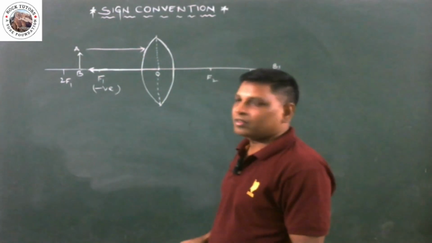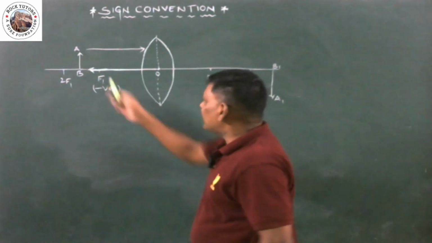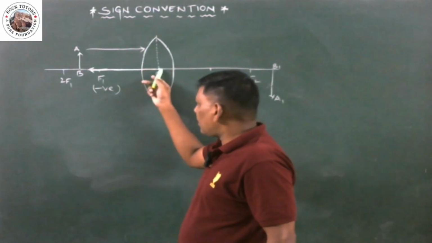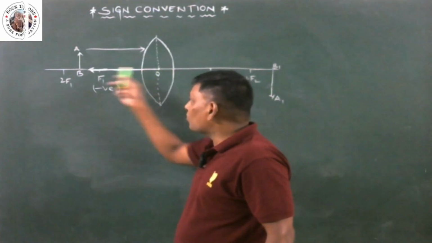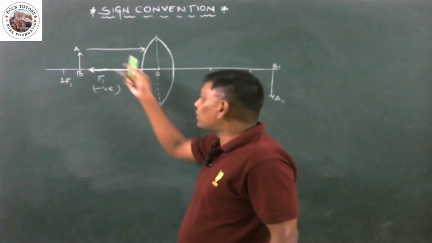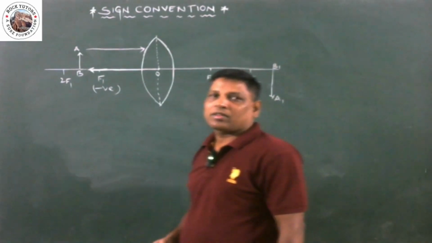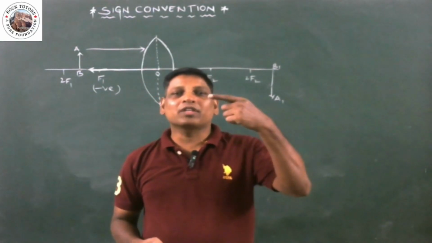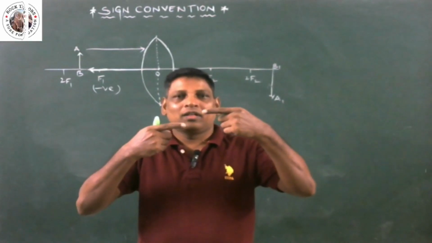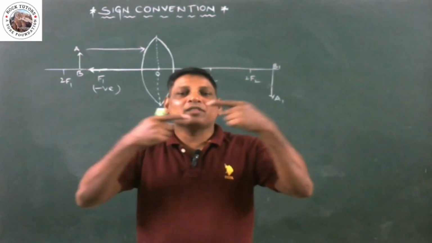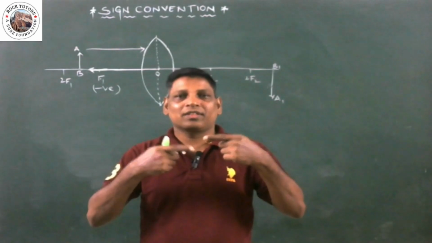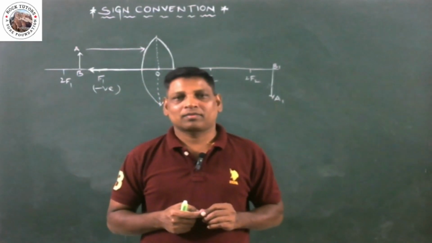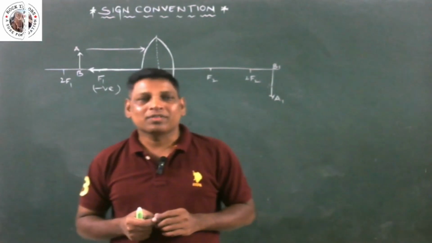Observe here. This incident ray is in this direction, and I am moving from O to B. I am moving opposite to the incident ray. So when we are moving opposite to the incident ray, when both are in opposite directions, we take it as a negative sign.